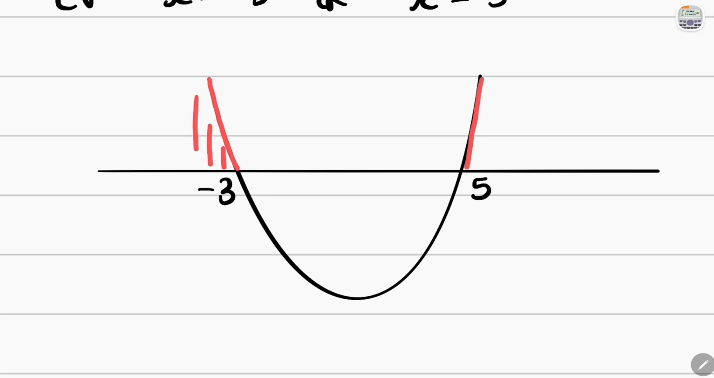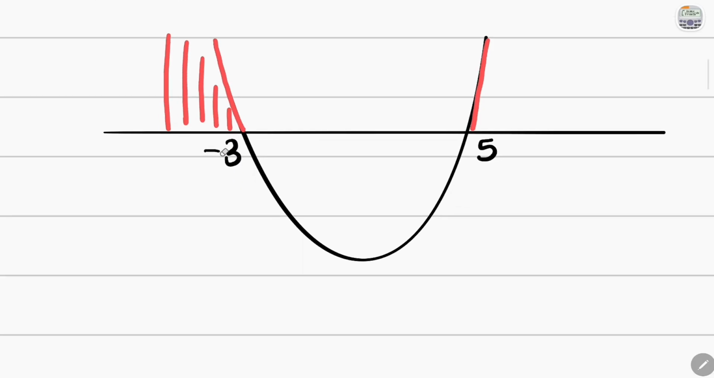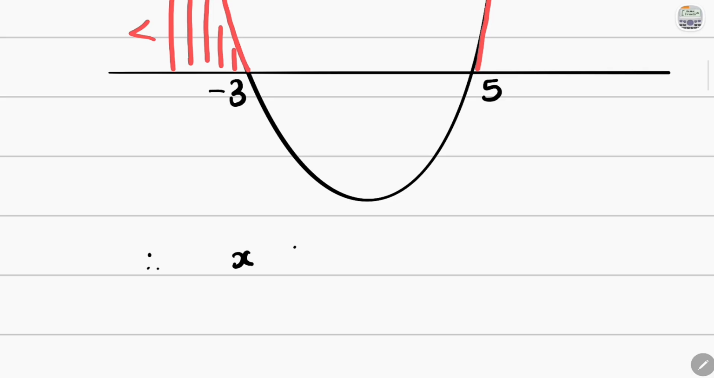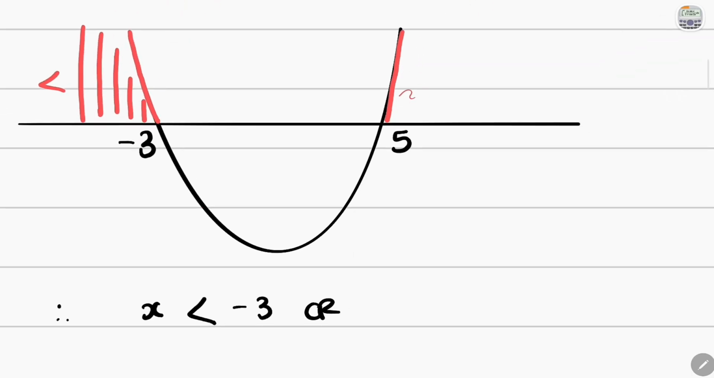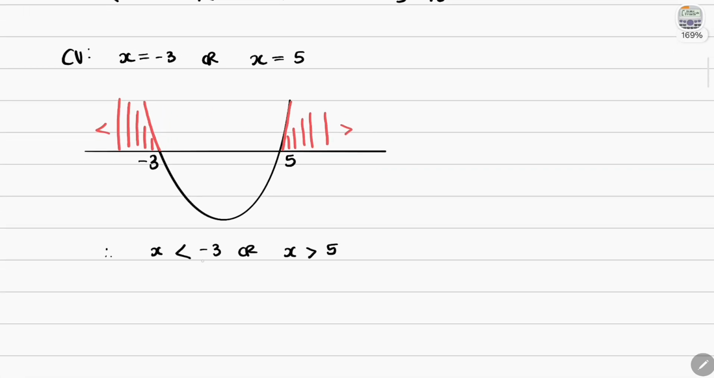So line these parts of the graph down to the x-axis so you can understand what exactly their x values are. You can see that compared to -3, these are values that are going to the left-hand side of -3. So these are values that are less than -3. So we say x is less than -3. Or, over here, if you line this down to the x-axis, these are values that are going to the right-hand side of 5. So this is where x is greater than 5. And that is our answer. x is less than -3 or x is greater than 5.